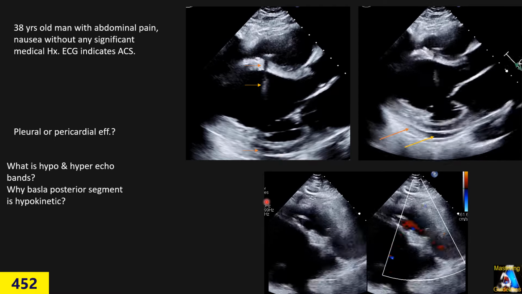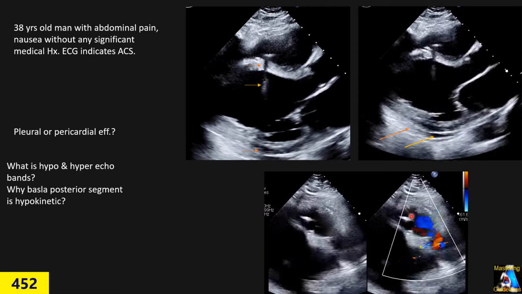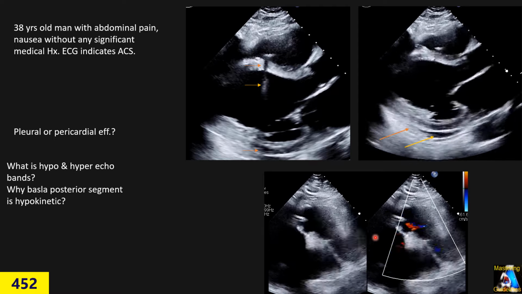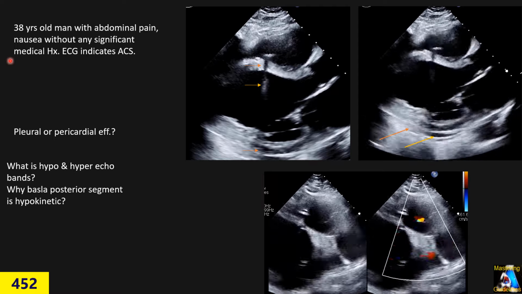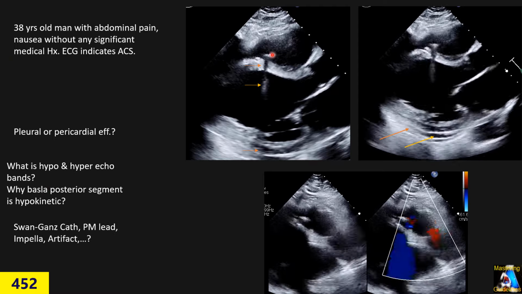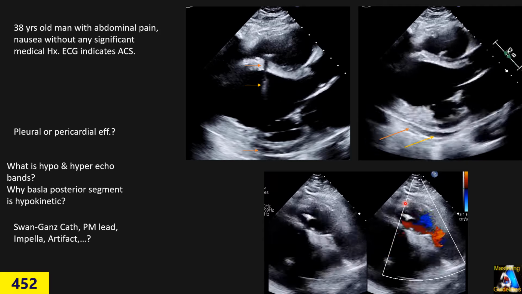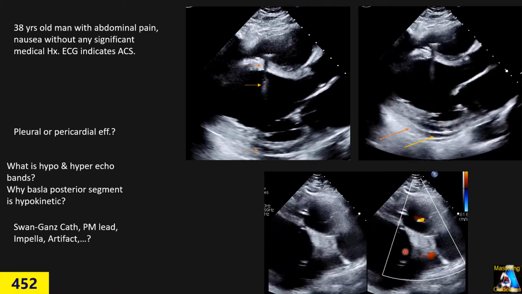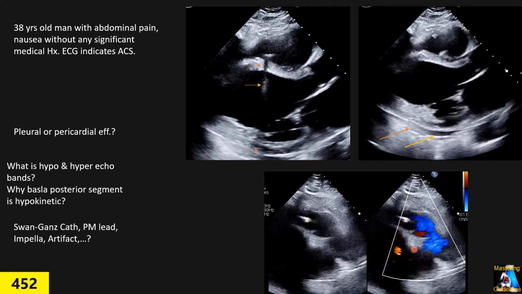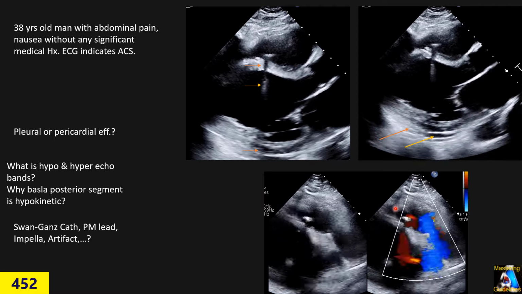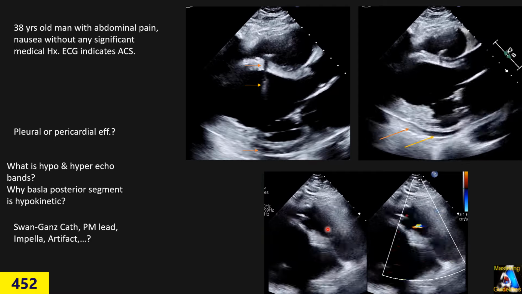And the final in this view, based on the clips, this is RVOT on the clips, is a modified view. What is this structure? This hyperechoic band that you can see here and here. Is that a Swan-Ganz catheter, or pacemaker lead, or Impella, or artifact, or what? What is your logical reasoning for your guess?